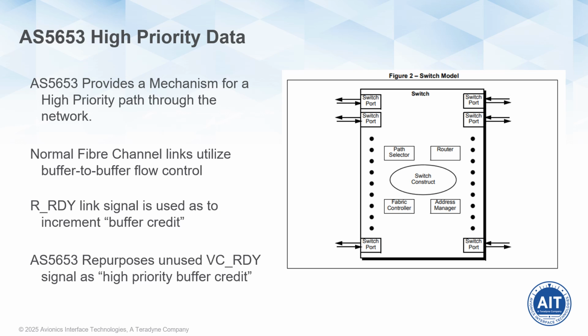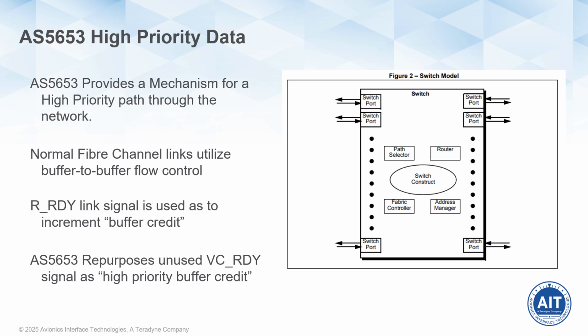So I've just got one more topic to cover, and that is the AS5653 starting at Rev B, addressing this common situation in avionics environments where data prioritization is helpful. It's possible that AS5653 will carry high bandwidth applications. In a normal Fibre Channel network, the link level provides what we call buffer-to-buffer flow control to throttle network traffic to the highest possible data rate for all messages without dropping any data.